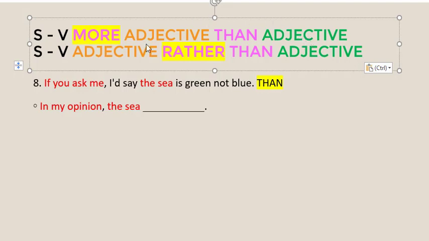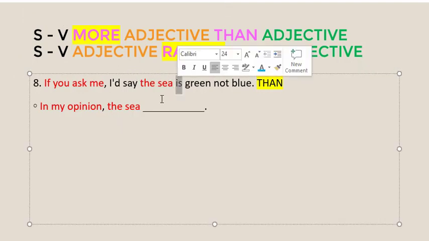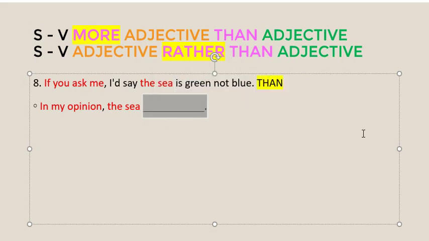Let's start with the first pattern. "If you ask me" becomes "in my opinion". The subject is "the sea". The verb is, it's in present simple, "the sea is". Let's use the first pattern. The sea is more, the first adjective is "green", then the second adjective, "blue". This is the first answer of number 8.